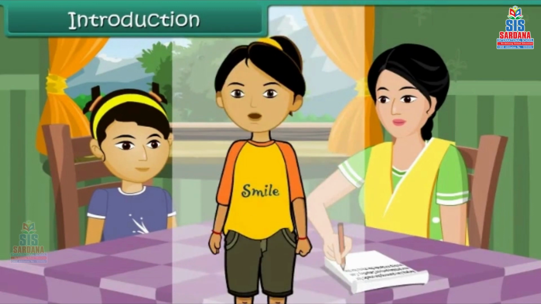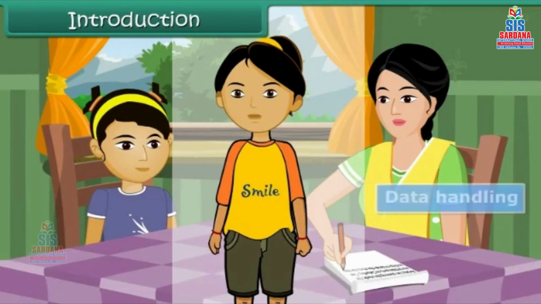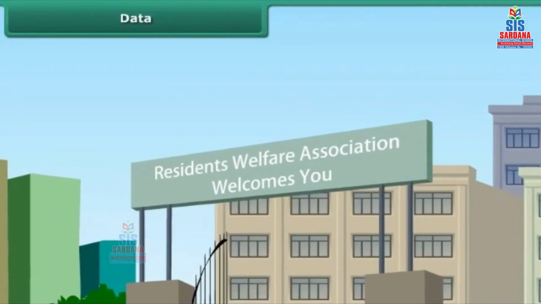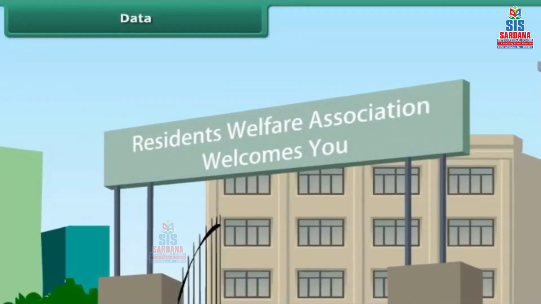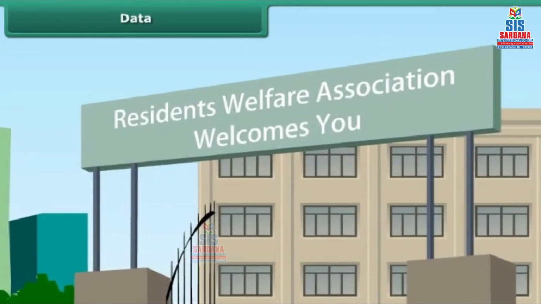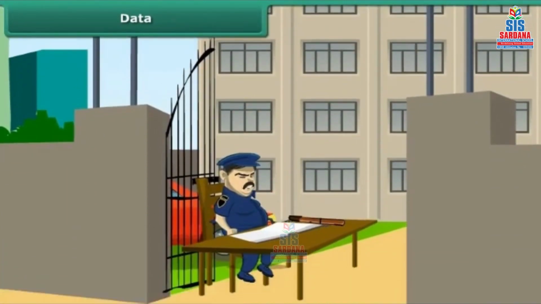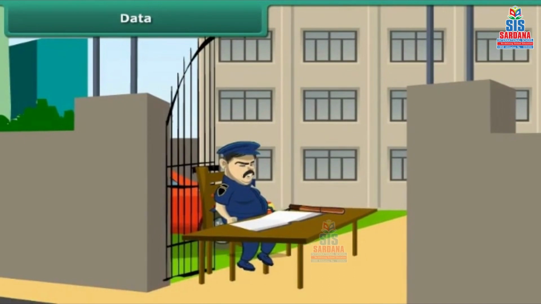As promised, Ranjana provided the required data to her mother. In this lesson, you will learn about data handling. Data. The Residents' Welfare Association, or RWA, of a certain locality has decided to charge the residents for parking more than one vehicle inside the residential complex.